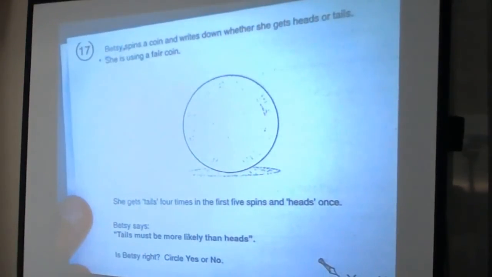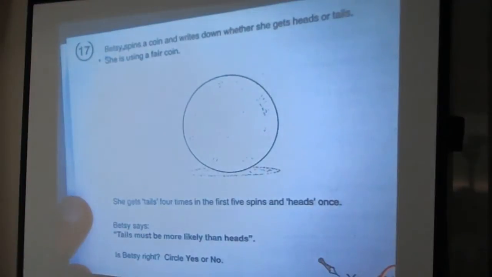Betsy spins a coin and writes down whether she gets heads or tails. She is using a fair coin. She gets tails 4 times in the first 5 spins and heads once. Betsy says tails must be more likely than heads. Is Betsy right? Circle yes or no. Because it's a fair coin, the answer is no. She hasn't done the experiment enough times.